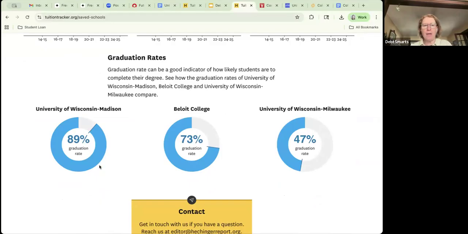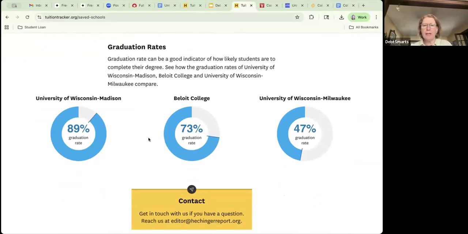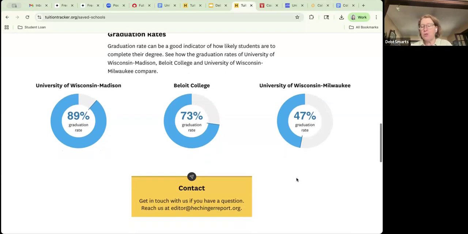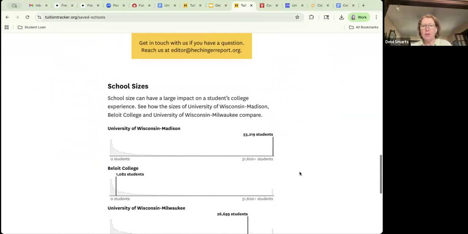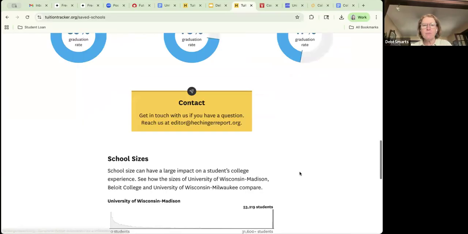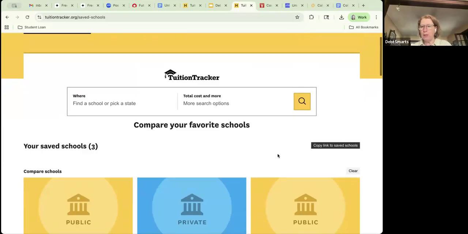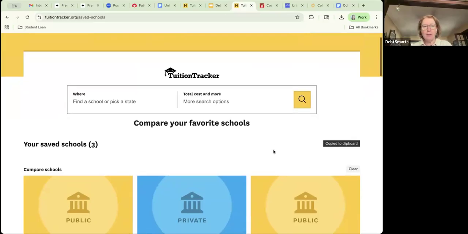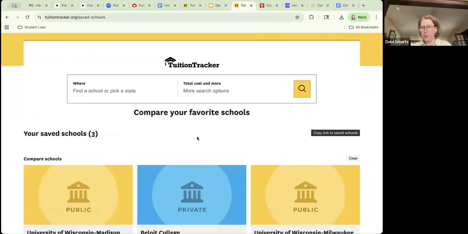And you can see again, University of Madison has the strongest graduation rates here. Beloit's got those smaller class sizes. UW-Milwaukee might be important to you because it offers certain programs that aren't available at the other two places. So you can see those sizes there. You can copy this link to save those schools, and you can continue to compare those.